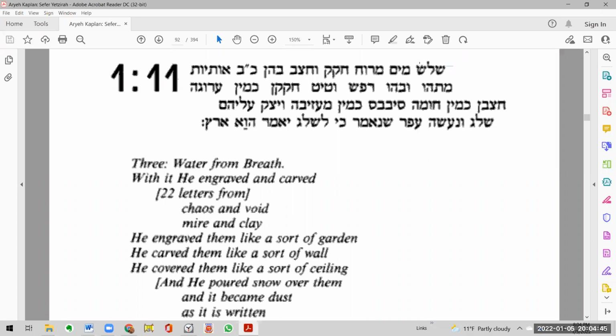Shalosh, the third sefirah. This is what we're talking about, this binah. Shalosh, mayim, ruach, water and wind. Chakak v'chatzav, he engraved and he carved out. Bahen, in them, in mayim and ruach, in water and the wind, so to speak, or air, he carved out chaf bet otiyot, the 22 letters of the Hebrew alphabet.